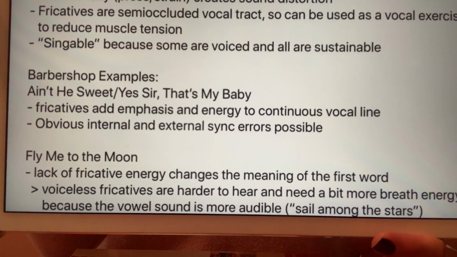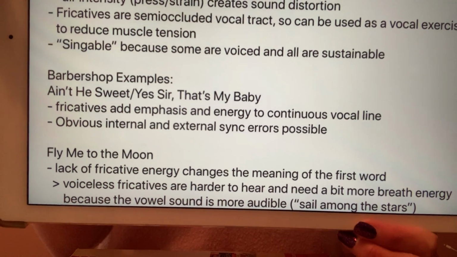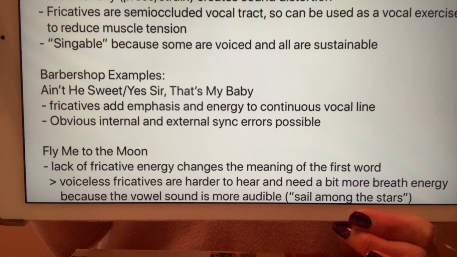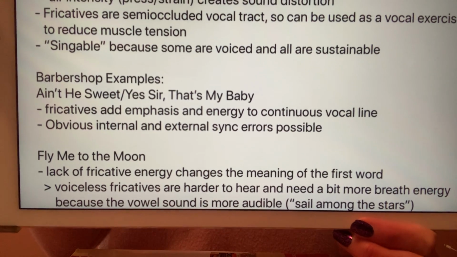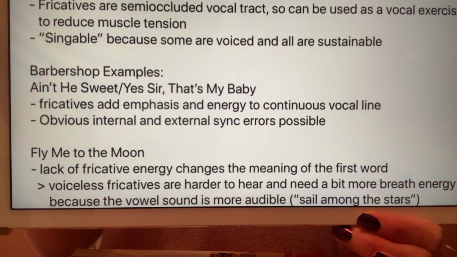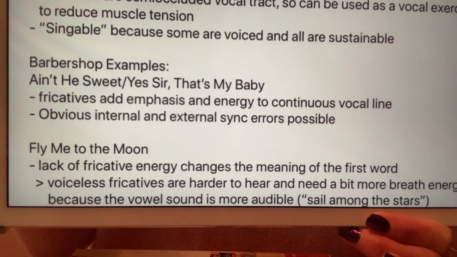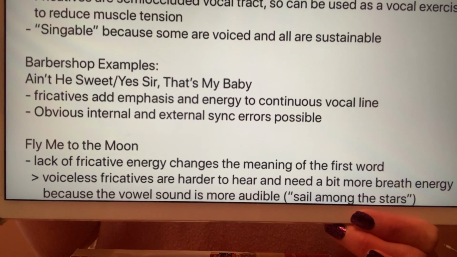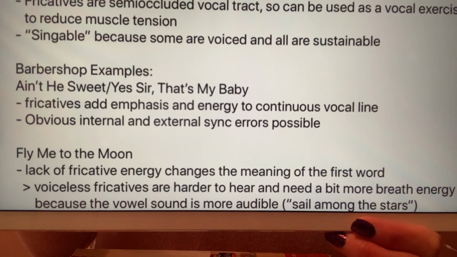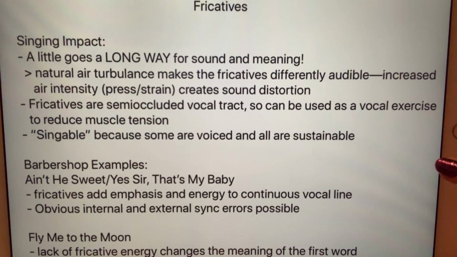Another song is Fly Me to the Moon. So if we think about this one in particular, F's are really easy to underplay, and in this song, it would change the meaning of that. It moves on to Sail Among the Stars, right? And so if we think about not using those fricative sounds, we lose meaning, which really impacts our expression and our lyric clarity. So fricatives are really important in the songs that we sing.